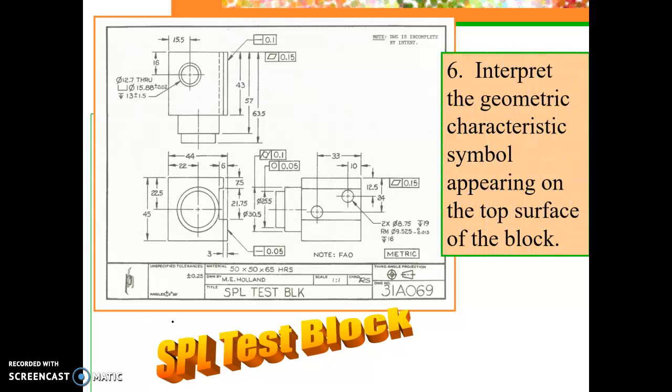Interpret the geometric characteristic symbol appearing on the top surface of the block. So it doesn't mean the top view, but the top surface. This is the top surface. And if we extend that line out here, the geometric tolerance symbol appearing on that surface is this parallelogram symbol indicating flatness.